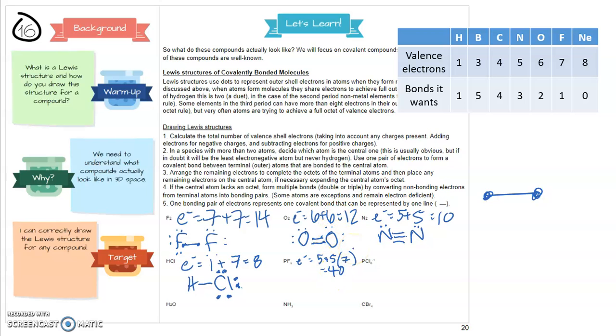So we've got a lot more dots we're going to deal with here. Now I have to decide what goes in the middle because I have 1 P and 5 Fs.